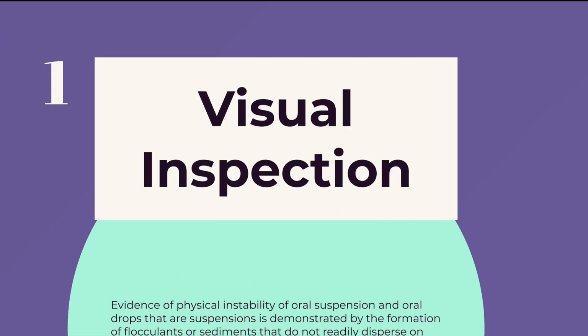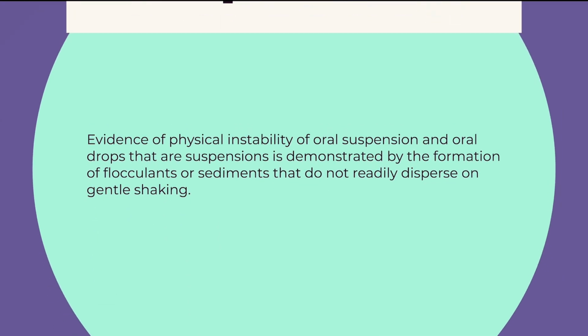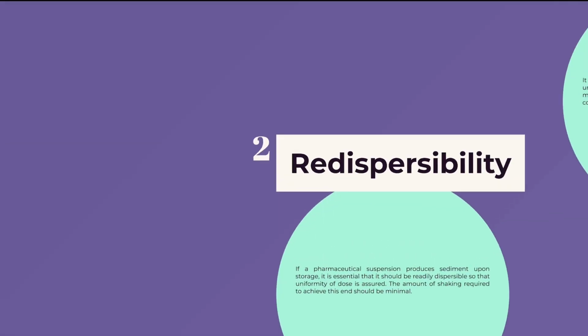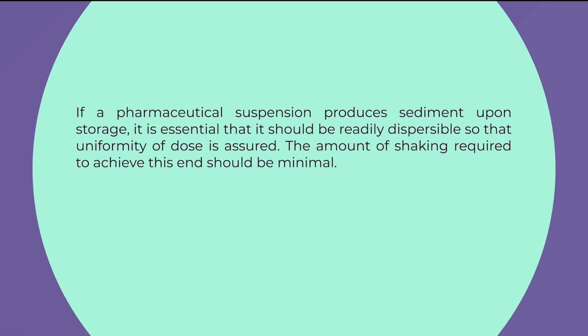Second type, suspensions. First type of suspensions, visual inspection. Evidence of physical instability of oral suspension and oral drops that are suspensions is demonstrated by the formation of flocculants or sediments that do not readily disperse on gentle shaking. Second type of suspensions, redispersibility. If a pharmaceutical suspension produces sediment upon storage, it is essential that it should be readily dispersible, so that uniformity of dose is assured. The amount of shaking required to achieve this end should be minimal.